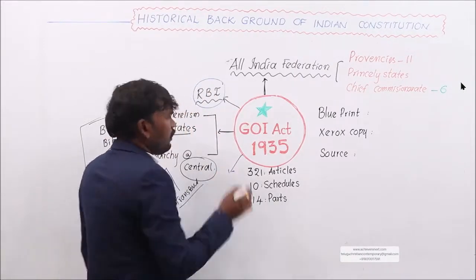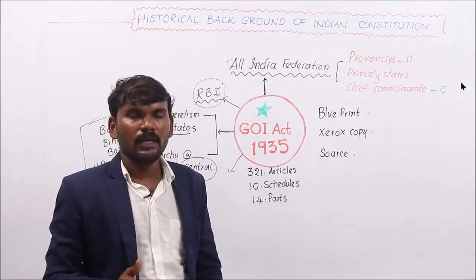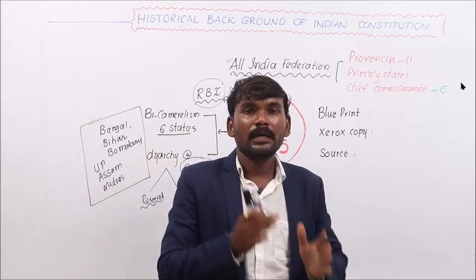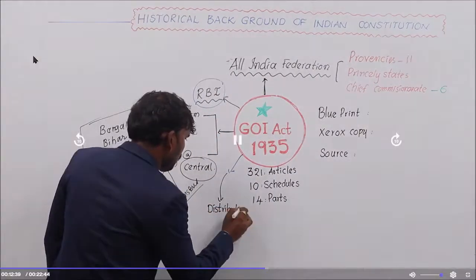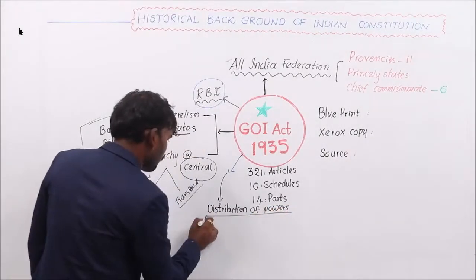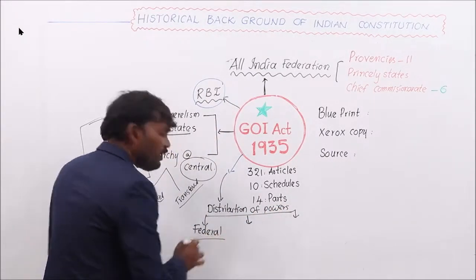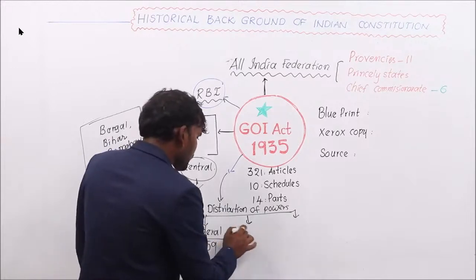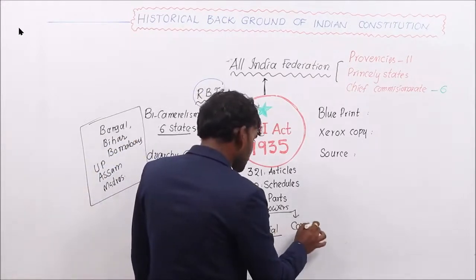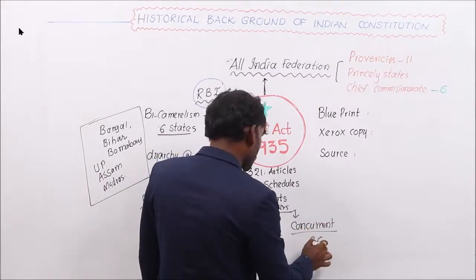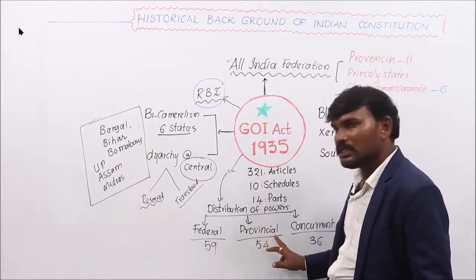And one more important salient feature of this act is it divides the subject matters of administration. It distributed the powers of the central government and state government into three lists. Distribution of powers was divided into three lists. One, federal list consisting of 59 items. Second, provincial list, which is nothing but the state list, consisting of 54 items. And concurrent list consisting of 36 items. So the subject items were classified into three categories: federal list, provincial list and concurrent list.